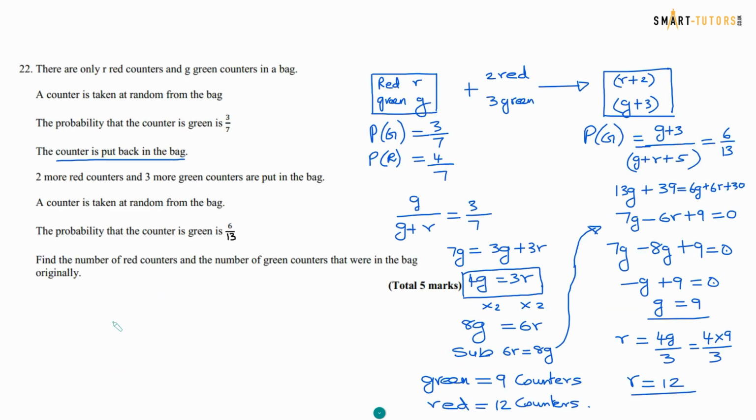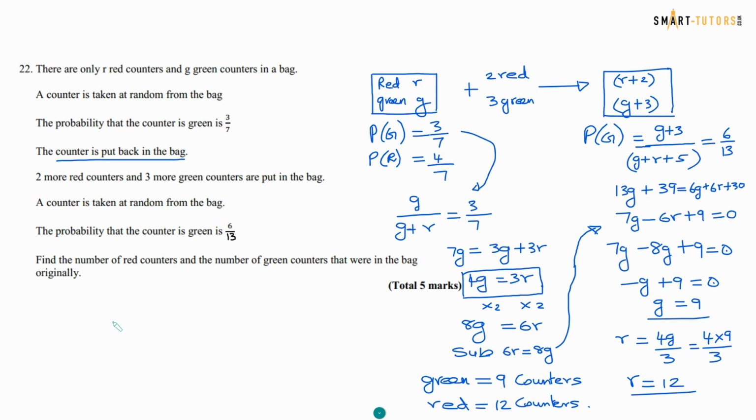Question number 22. There are only R red counters and G green counters in the bag. A counter is taken at random from the bag. The probability that the counter is green is 3 upon 7. The counter is put back into the bag. So the first diagram shows R red counters, G green counters. P(G), the probability of green, is 3 upon 7. Probability of R is 4 upon 7, which we don't need now. Carefully try to understand this one.